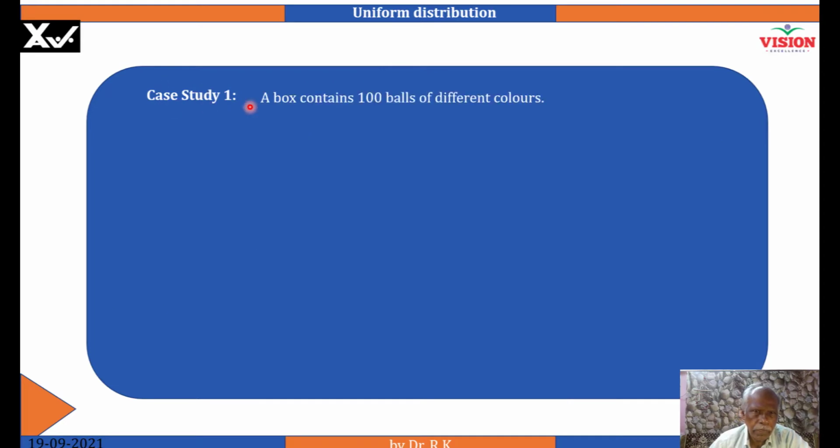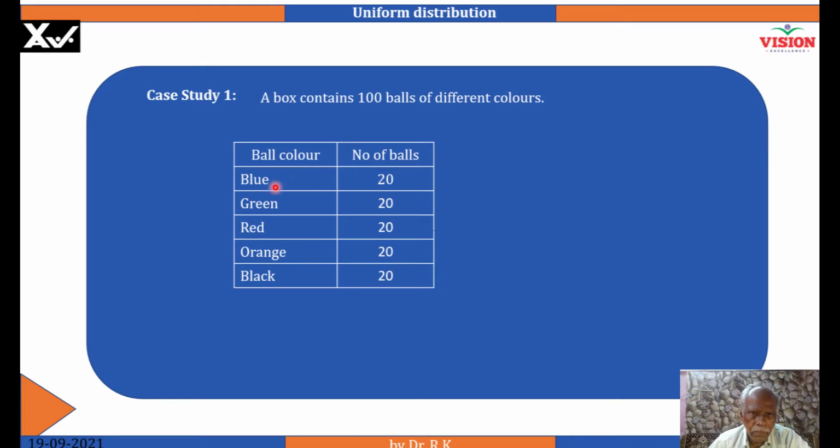We will see a case study 1. A box contains 100 balls of different colors. Now ball color is given here: blue, green, red, orange and black. Number of balls with blue color is 20. Number of balls with green color is 20. Similarly, for all the colors it is given here. This I am going to plot in a graph. The colors are here. The bars are given the same colors.